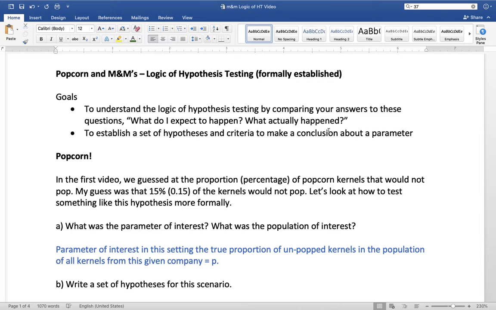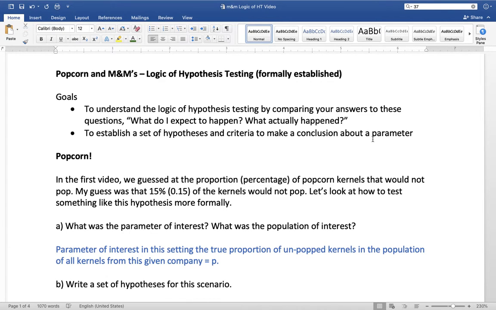We're going to more formally establish the logic of hypothesis testing, which we briefly introduced with the informal discussion of the popcorn kernels. So, just a quick review of the popcorn kernels. Our whole goal, beginning with the popcorn kernels, is just to understand the logic and then always answer the questions: what do I expect to happen, and what actually happened? We'll learn how to establish a set of hypotheses and criteria to make a conclusion about a parameter.